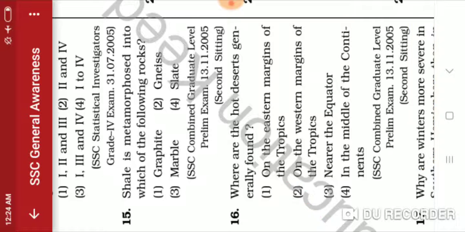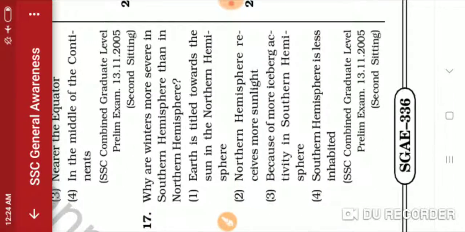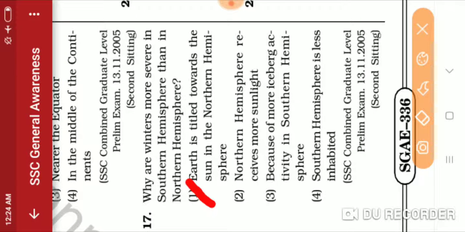Next question. Why are the winters more severe in the southern hemisphere than in the northern hemisphere? Earth is tilted towards the sun in the northern hemisphere. Correct.